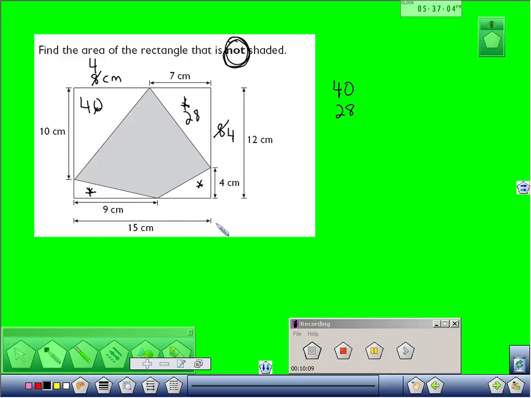Now this little one right here. We know this whole thing is 15. Over to here is 9. So this part would have to be 6, because 9 plus 6 is 15.